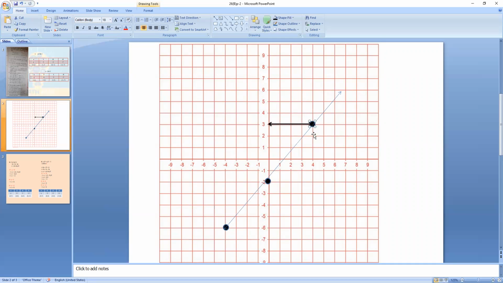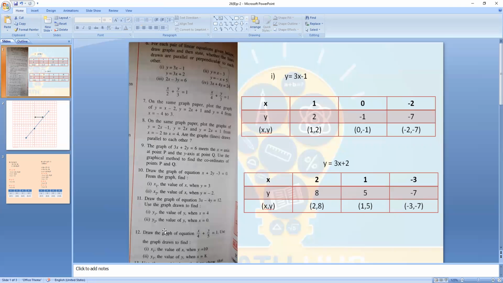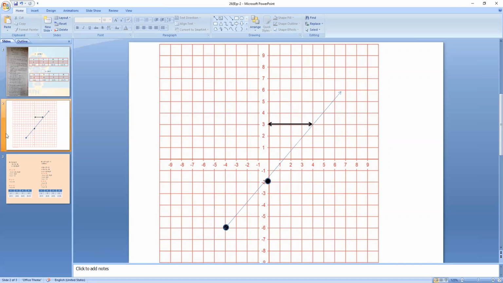So y equal to 3 means their x equal to 4. Like that, we have to check. Yeah. In the same way, for all the next questions you have to use the same method.